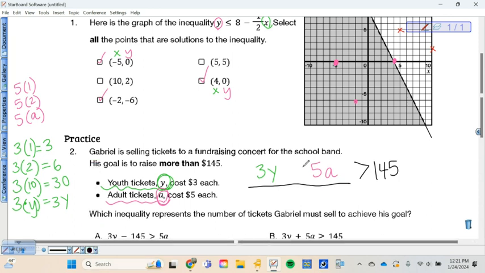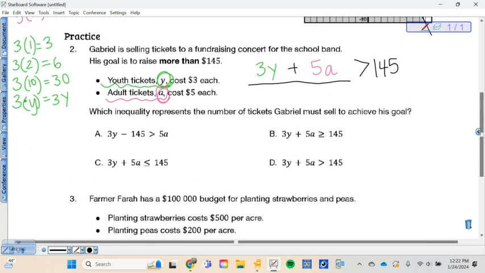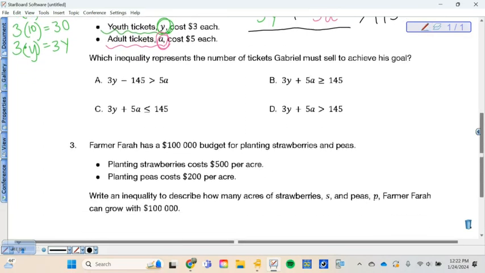Okay, so I just helped you find your answer. You just need to match it up to the correct one, A, B, C, or D. Circle it. Don't say it out loud. Circle it on your paper. And then I want you to try number 3. Number 3 is very similar.